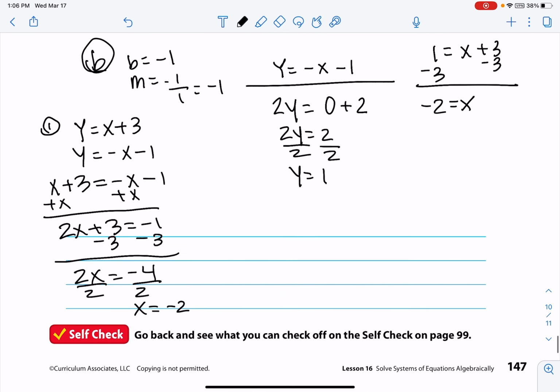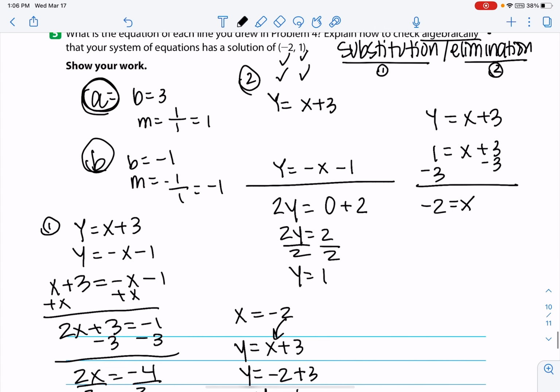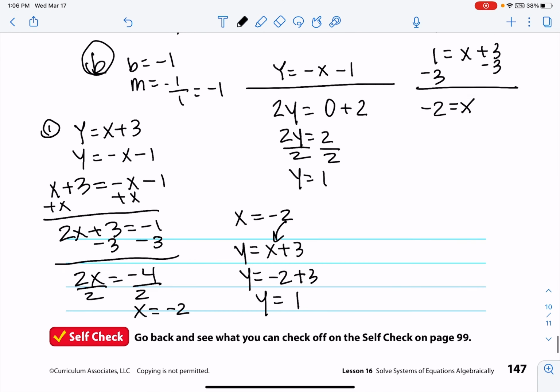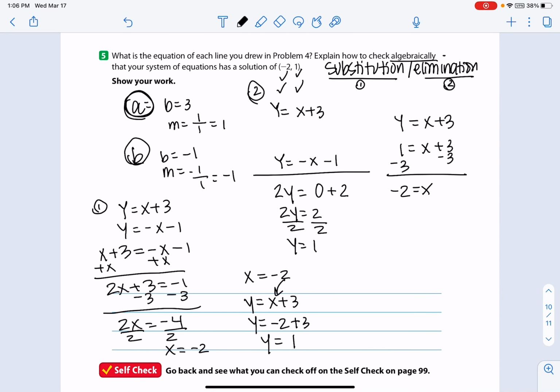And then finally, I just go ahead and plug that into one of my equations. I'll just choose the top one, because why not? And it doesn't have any negatives, so it's super easy to look at. So my y is equal to x plus 3, and my x is negative 2. So y equals negative 2 plus 3. My y is equal to positive 1, which also matched with our solution. So I know for a fact we are done. And that is it for lesson 16. Thank you.